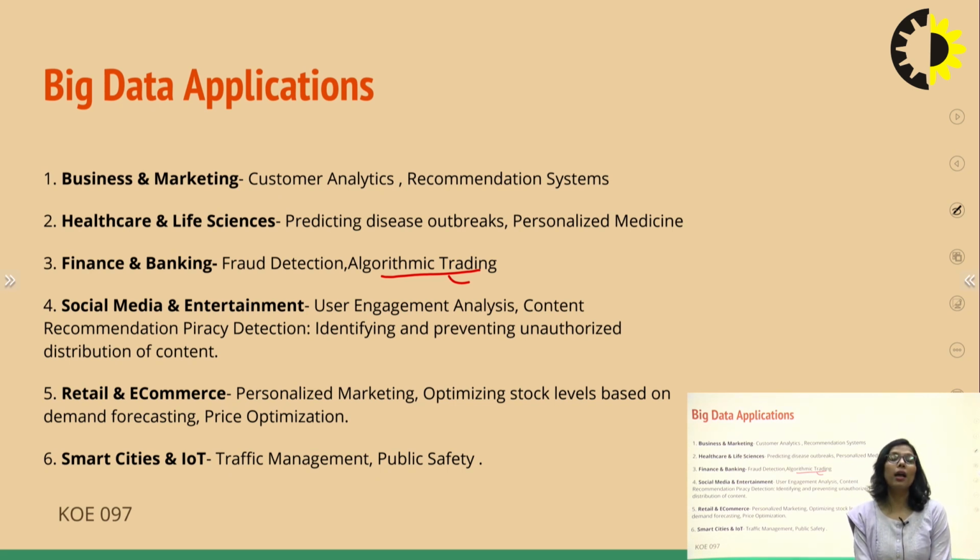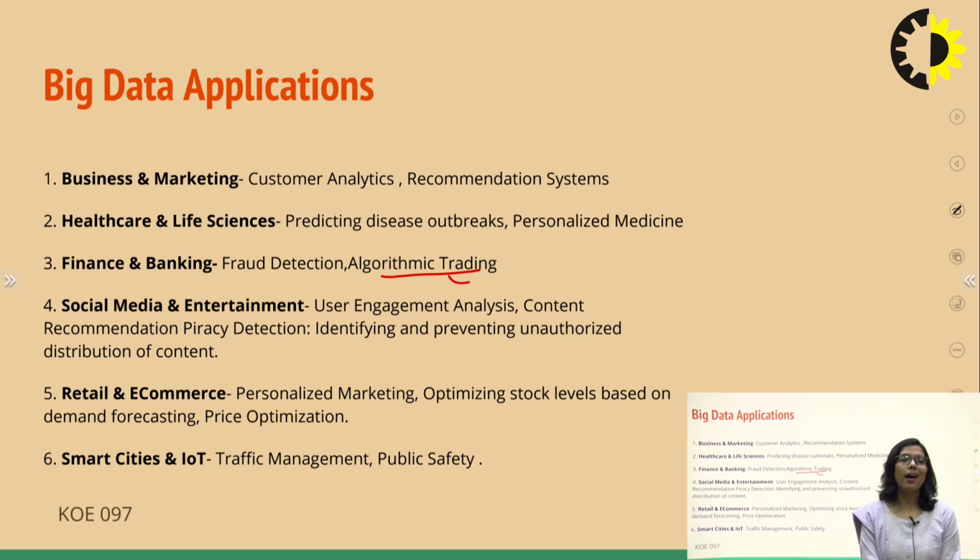They are using our data, our browsing history, to understand our nature and provide the content, right? So, user engagement analysis, content recommendations, and piracy detection, identifying and preventing unauthorized distribution of content, are all applications of social media and entertainment. Now, in retail and e-commerce also, personalized marketing, optimizing stock levels, and price optimization are all applications of big data. So, the prices of products on these retail markets can be changed according to the demand.